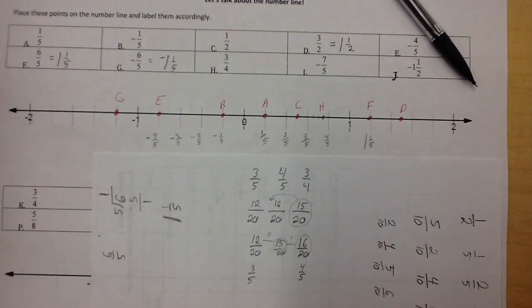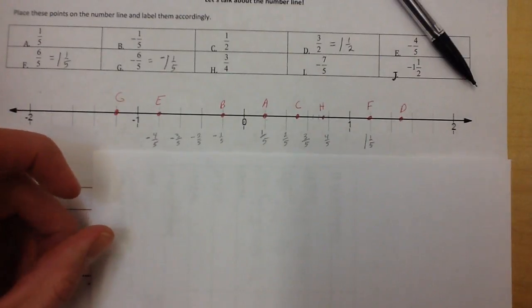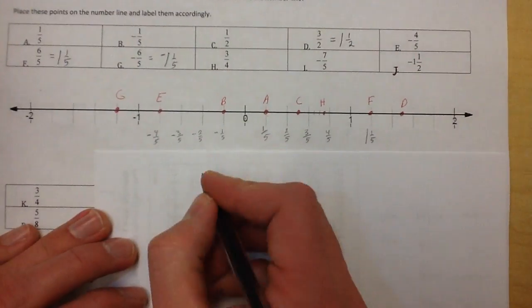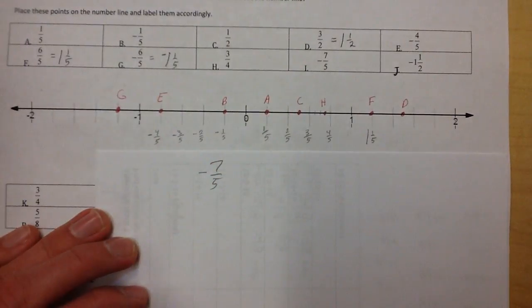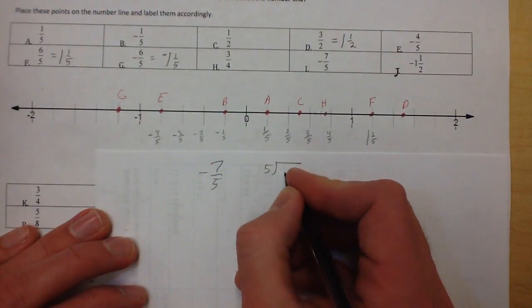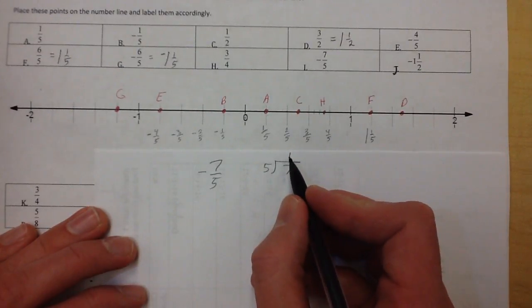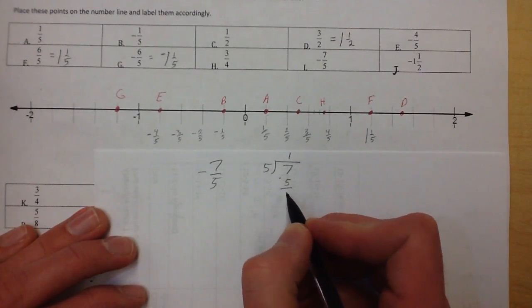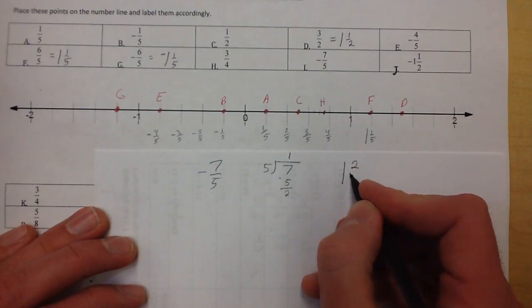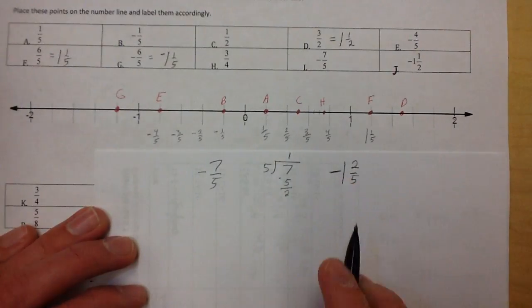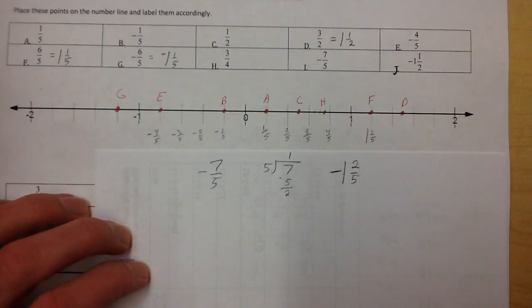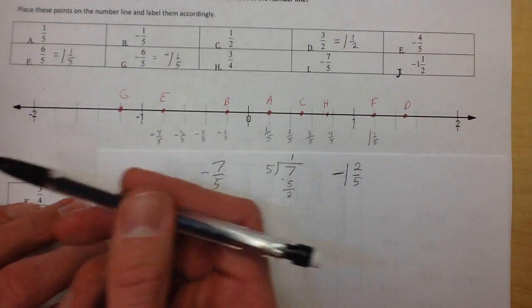-7/5. Let me get another scrap piece of paper. I'm running out of room on this one. -7/5. Let's ignore the negative for just a second, and we're going to go 5 into 7. 5 goes into 7 one time with 2 left over. 1 times 5 is 5. We'll subtract and we get a 2. 1 and 2/5. It is negative, however. -1 and 2/5.